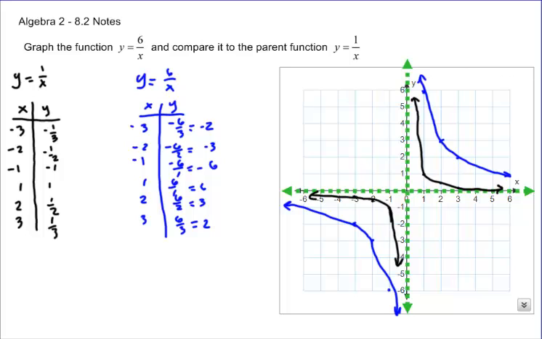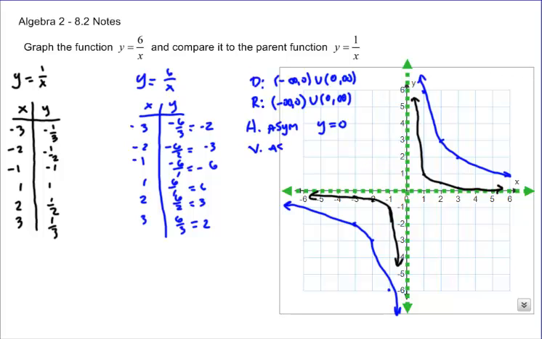So if we look at the domain for the blue function, it's just like the black function. It's going to go from -infinity to 0, and from 0 to infinity. Remember, these are your x numbers. The range are your y numbers, and they go from -infinity to 0, and from 0 to infinity. And I have a horizontal asymptote when y equals 0, and I have a vertical asymptote when x equals 0. And all of that is exactly like the parent function.